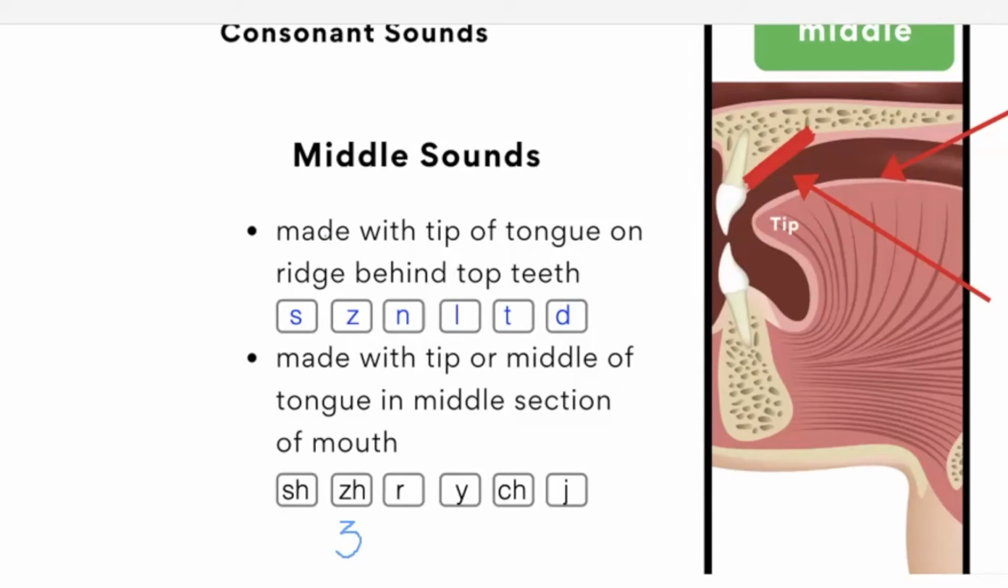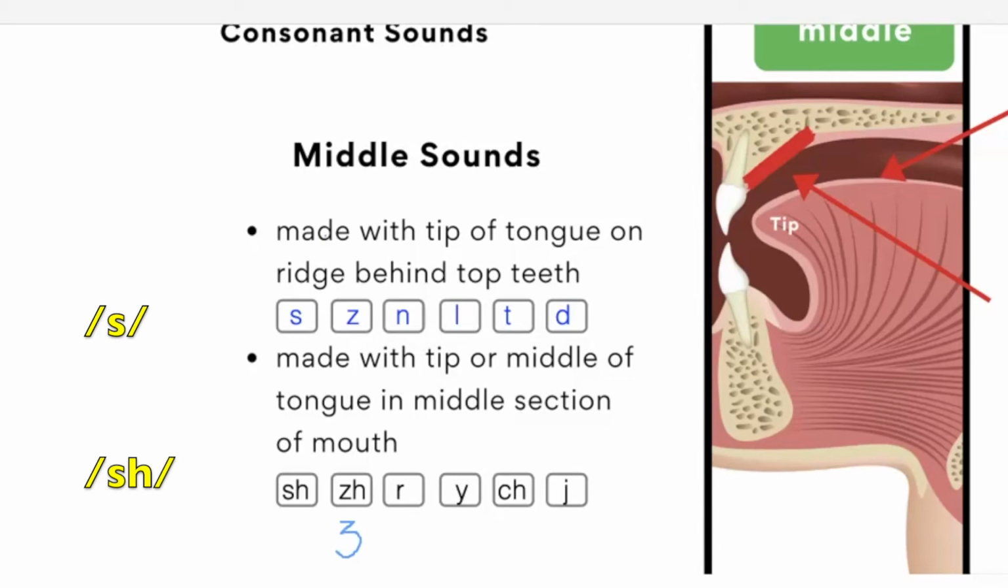And made with tip or middle of tongue in middle section of mouth. Sh, j, y, ch, j. Could you feel that it's still the middle of the mouth, but it's just a little bit further back than the top row there? So make it s and then make it sh. Go between the two. S, sh, sh.